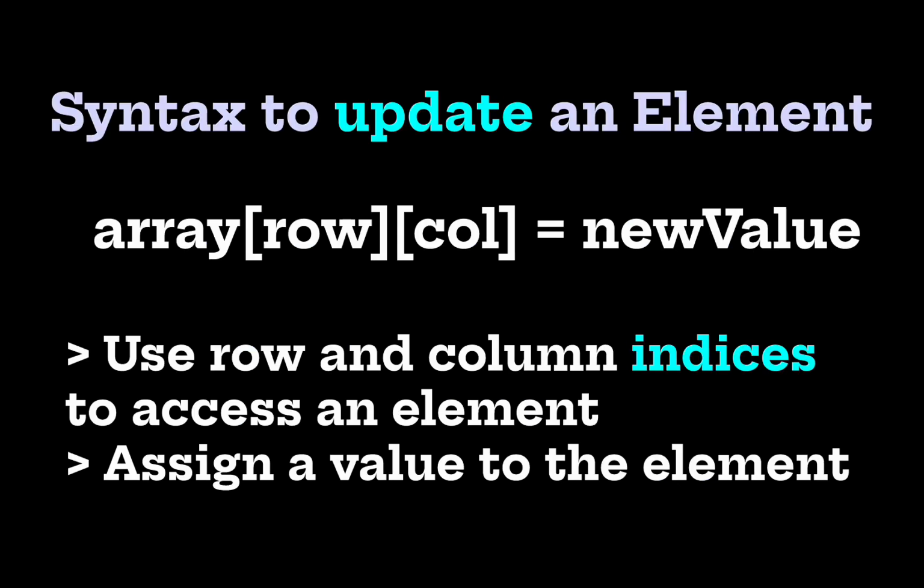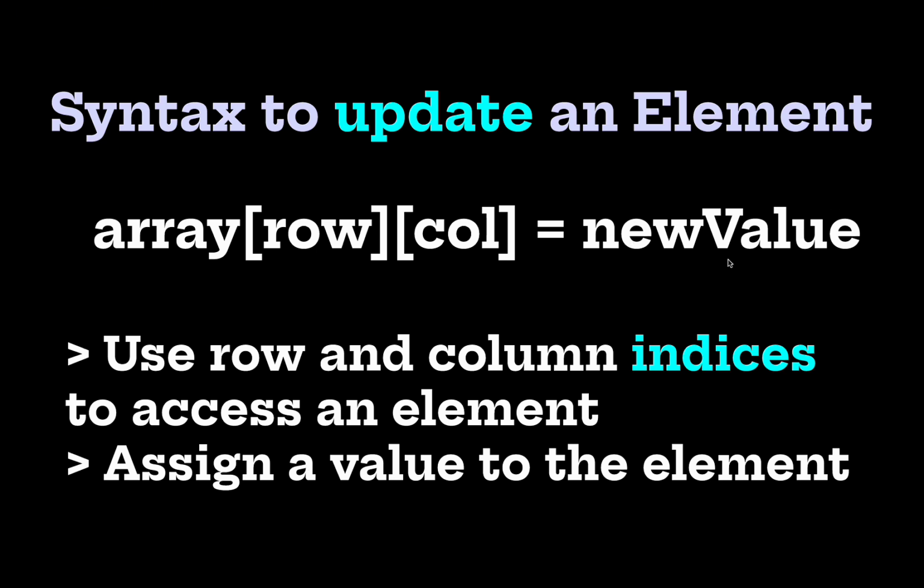So how do we modify elements of a 2D array? Or in other words, how do we update an element? We've talked about this: just array, pick the row, pick the column, and assign a new value to that. But one key thing I want to talk about here is that you use row and column indices to access an element. So that's the first thing you want to do. You want to access the element first, and this gives us access to the element. So when we're able to say grid 0 1, that enables us to access that element. And then the second thing is to assign a value to the element.